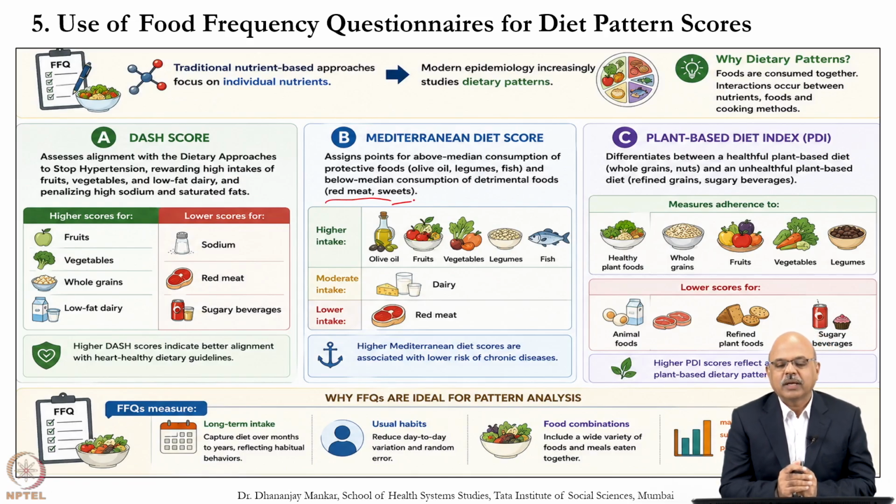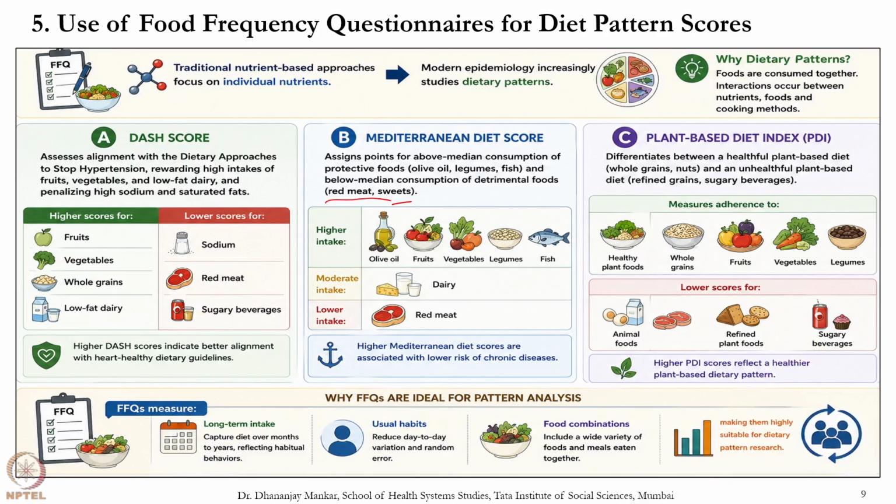So you can say higher intake is necessary from olive oil to fruits, veggies, legumes and fish. Moderate intake of dairy or higher fat dairy. Lower intake of red meat. So a higher Mediterranean diet score is associated with a lower risk of chronic diseases.